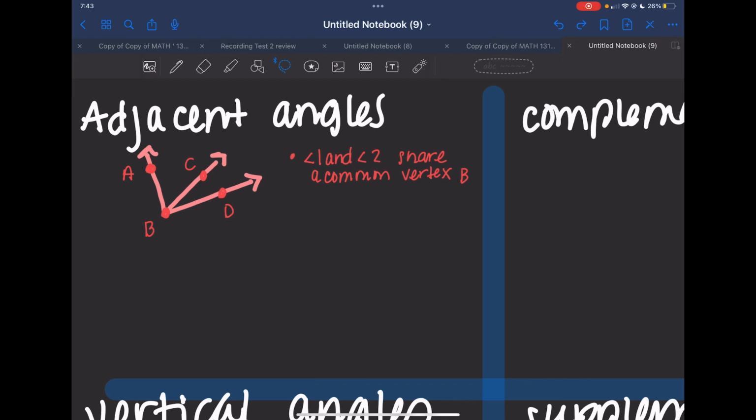Angles 1 and 2 share a common vertex, which is B. Angles 1 and 2 also share a common side, which is BC. And there are no common interior points.